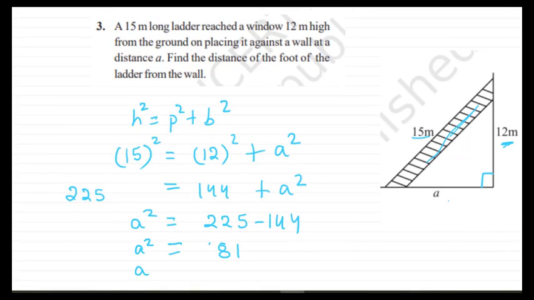Now you will find out the factors of 81. So that will be 9 into 9. Or you can say that A square is equals to 9 square. So your A will be 9 meters. So your answer will be, the distance of the foot of the ladder from the wall will be 9 meters.